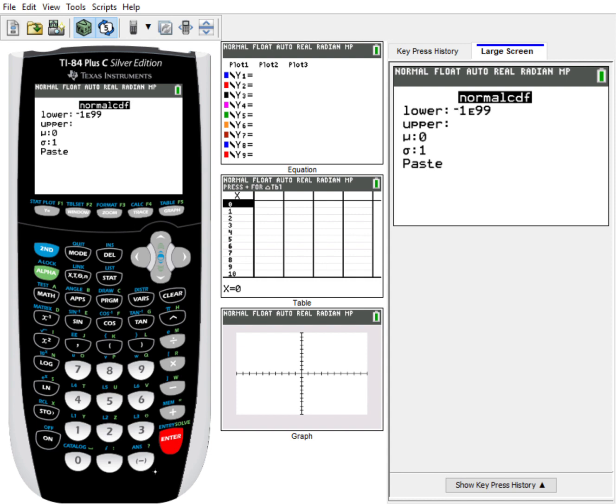In order to enter it, you can use a minus sign. You need to use negative 1. Your little E is that EE that's on top of the comma. So you'll go second comma, there's your E, and then you'll just enter 99. The upper is the right hand cutoff. So in our case of example 6-1, it's 1.73.